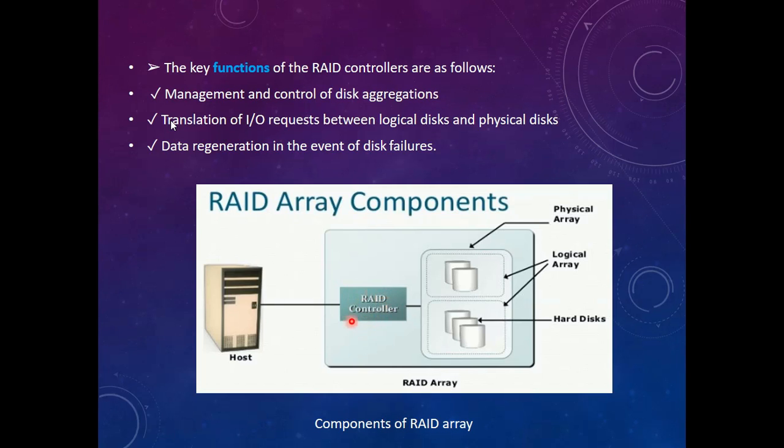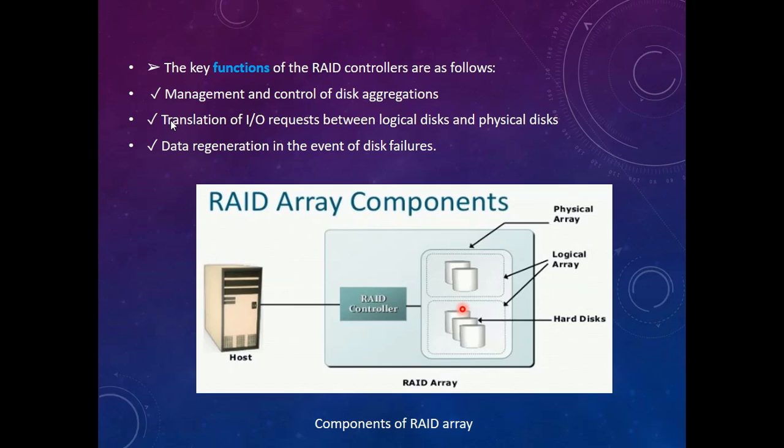It is used for management and control of disk aggregation. Disk aggregation means concatenation of the disks. Sometimes, when you want to create larger capacity logical arrays, you may go for disk aggregation, and this is done by the RAID controller. Also, translation of input output requests between the logical disks and the physical disks is done by this RAID controller. Next is data regeneration.